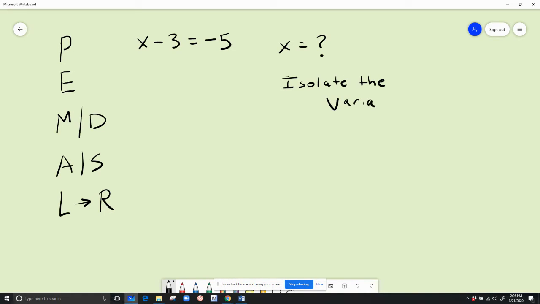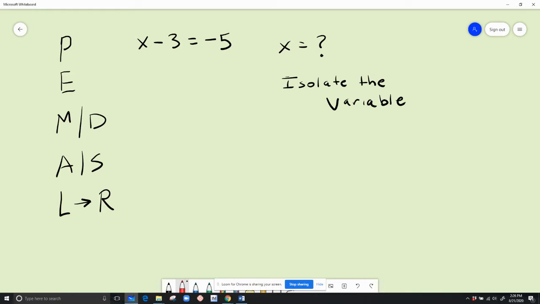And remember, isolate means to get it all by itself. So to isolate the variable, we have to get rid of everything that's on the same side of the equation as the variable, because we want to get it all alone. So if you look at that equation up there, what don't we like about it? What is on the side with the variable that we don't like?